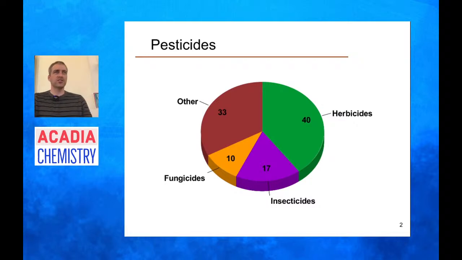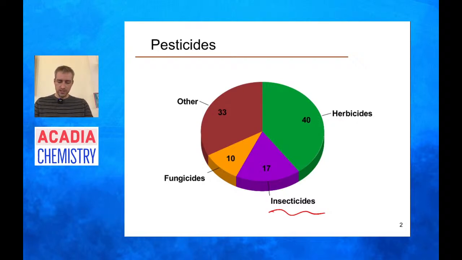Pesticides is a catch-all term, meaning some chemical substance that we use to kill something. We want to do this to protect generally crops or forests or some other resource. We want to kill some species that we don't want to exist anymore. So this could mean insects. About 17% of pesticides that are used are to kill insect pests.